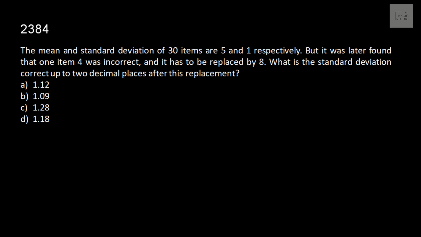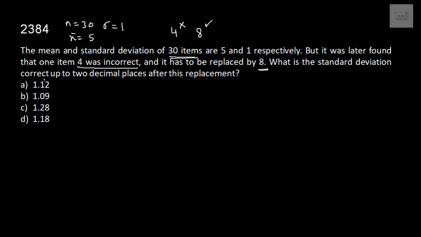The mean and standard deviation of 30 items, that means n is 30, is 5 and 1 respectively. Mean is 5 and standard deviation is 1. But it was later found that one item 4 was incorrect and it has to be replaced by 8. 4 is incorrect data, 8 is correct data. What is the standard deviation correct up to 2 decimal places after this replacement?